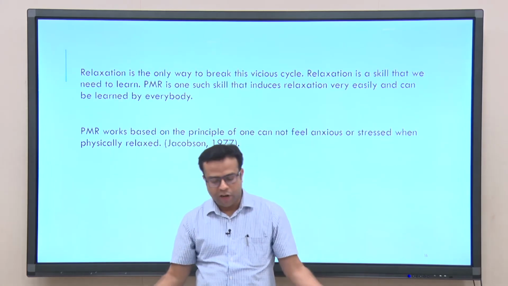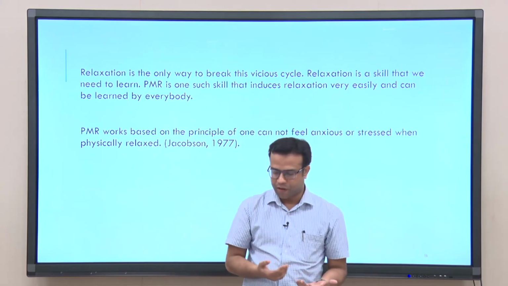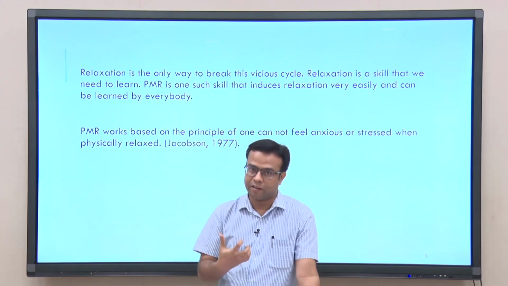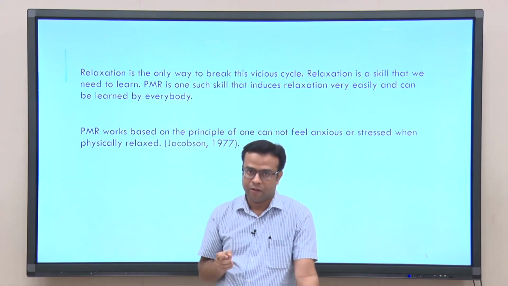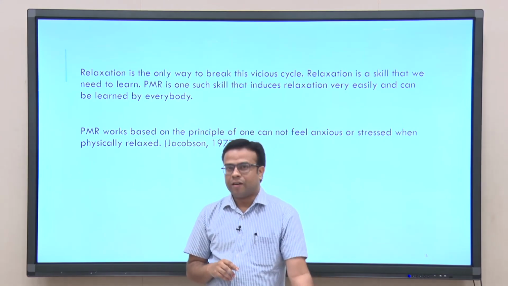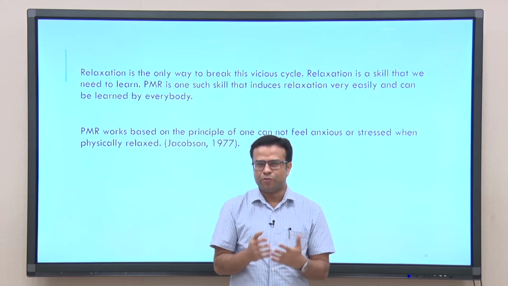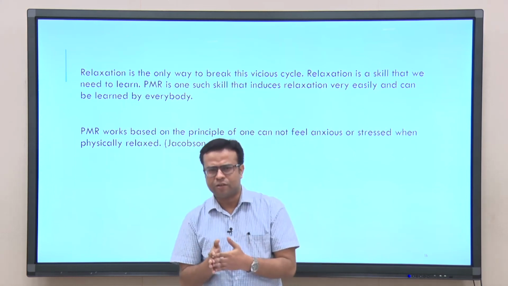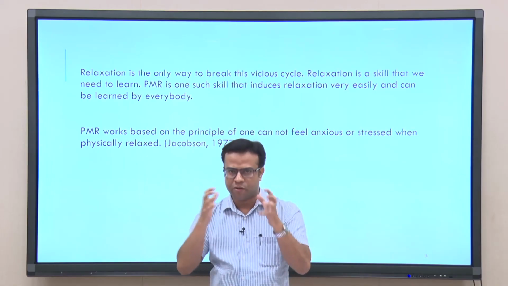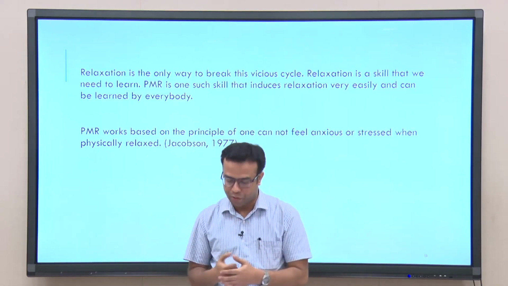So, relaxation is the only way to break this vicious cycle, and particularly progressive muscle relaxation is very effective in the sense that it really works at the body level, not just at the mental level. It relaxes the body at the muscle level, and it can be done very easily because we do not need much focus and concentration.